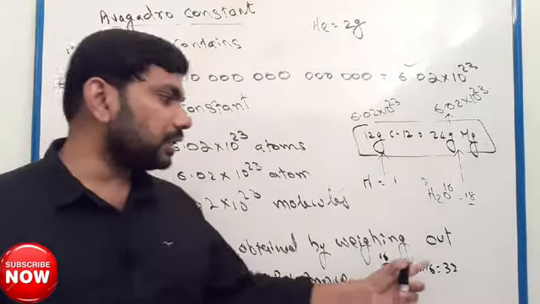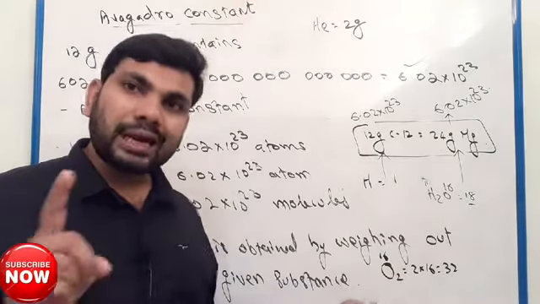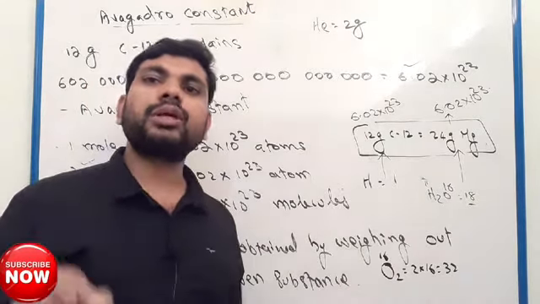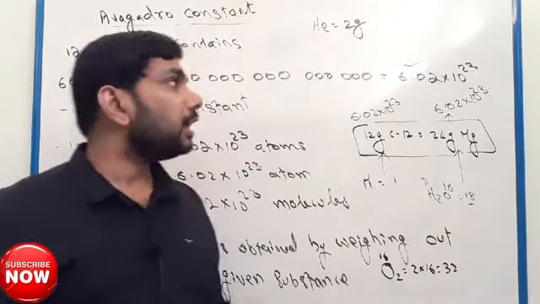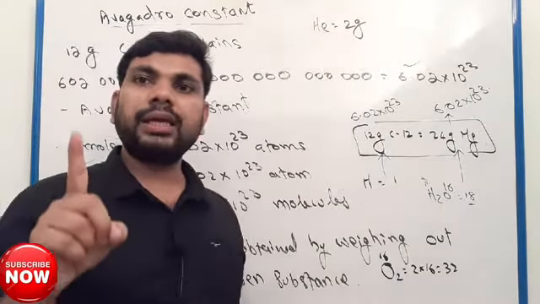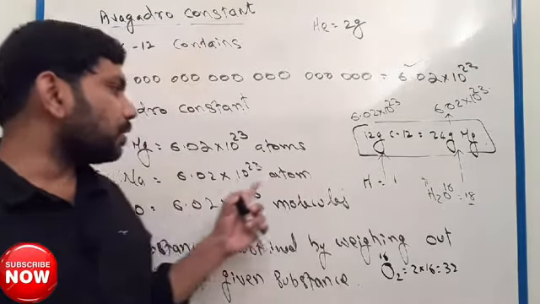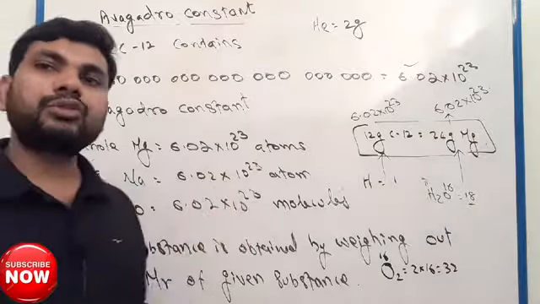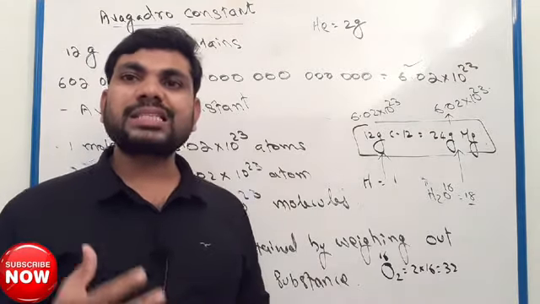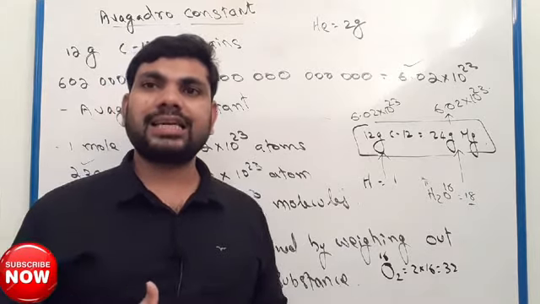Here I told you 32 gram of oxygen is 1 mole of substance. It contains 6.02 × 10^23 molecules. Here 2 gram of helium is 1 mole of helium. It contains 6.02 × 10^23 atoms. So this is the Avogadro constant.